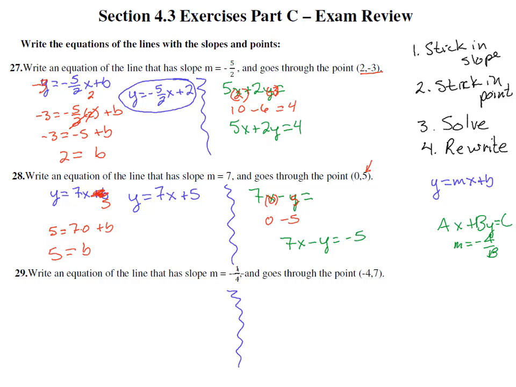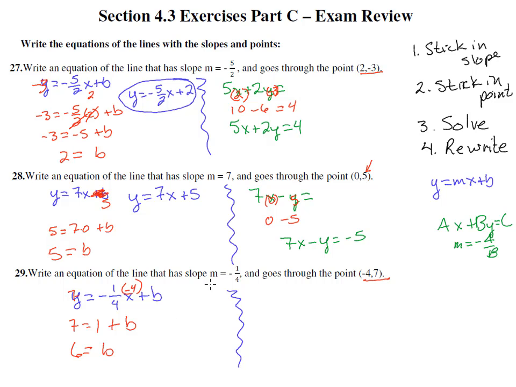And then number 29. So slope is negative 1/4. So we're getting y equals negative 1/4 x plus our b, and we don't know what b is. This isn't the y-intercept that was given. So we stick in this point, negative 4, 7. So negative 4 here and 7 there, and we get 7 equals negative 1/4 times negative 4 is a positive 1 plus b. Solve for b, and we get b equals 6.